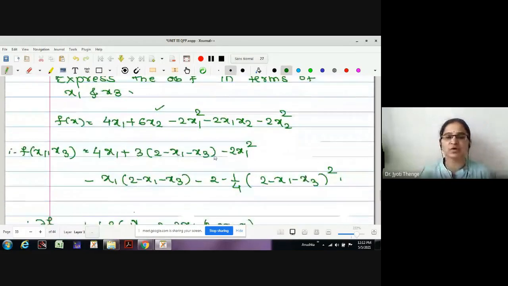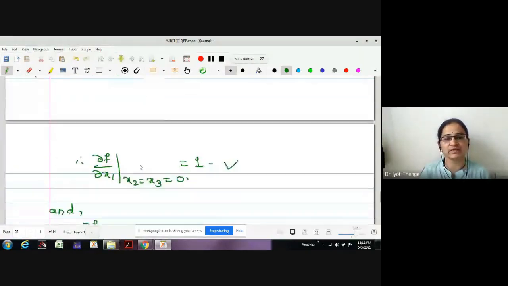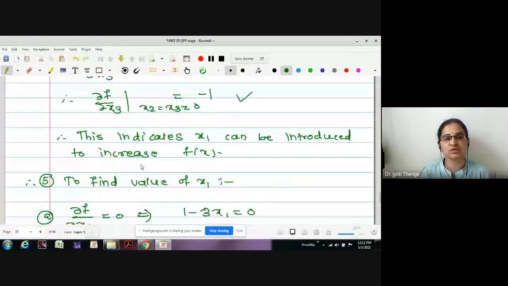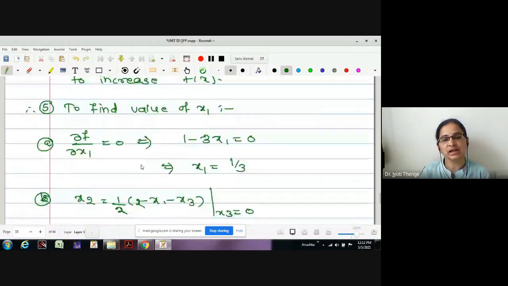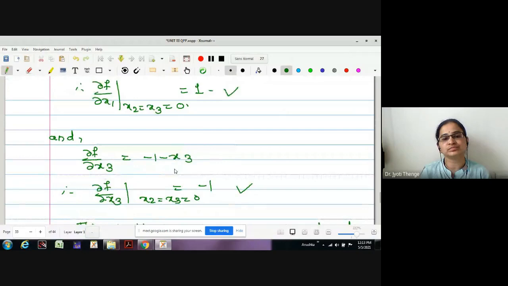Okay. In the last lecture we made some confusion. Now I have corrected this. I have substituted the correct value of all the variables and we got the value of dou f by dou x1 as 1 minus 3x1. In the last lecture we faced some problem at this stage actually. Okay, I have corrected it now. I will share this notes copy with you. Then later dou f by dou x3 is minus 1 minus x3.